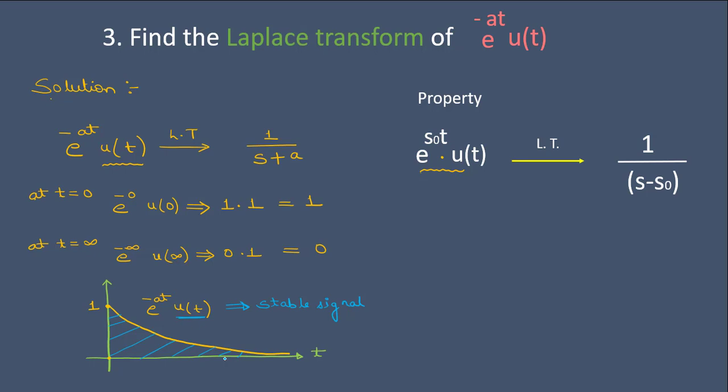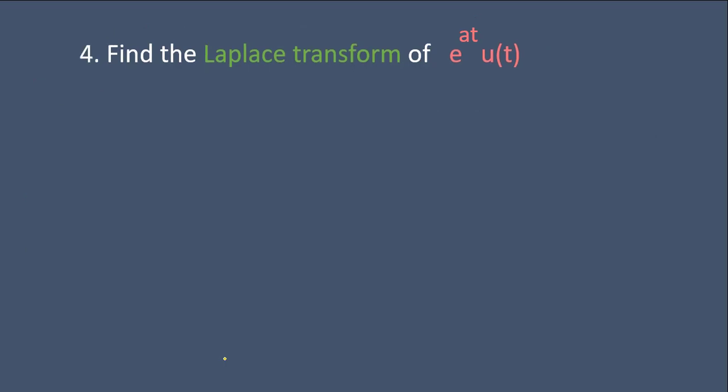So let us see question number 4 now. Question number 4 is: find the Laplace transform of e raised to plus at u(t). So the only difference between this question and the previous question is the minus sign. In the previous question it was e raised to minus at u(t). In this question it is e raised to plus at u(t). So again we can find the solution of this question.